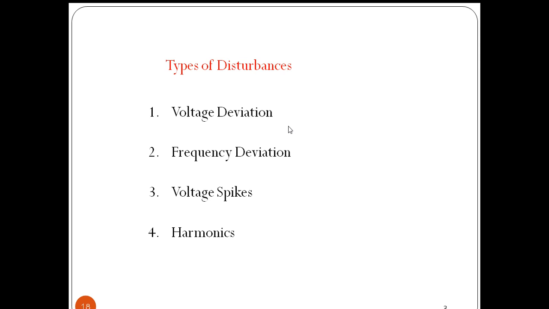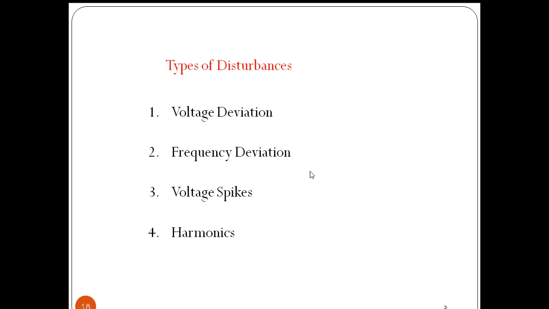Similarly, the second type of disturbance is frequency deviation. So the deviation in frequency from the rated value. Actually, in India, we are following the frequency of 50 hertz. Suppose you are getting a frequency which is lower or higher, so that is the deviation. We are allowing a deviation of frequency of 0.5 hertz. So the allowable range is 49.5 hertz to 50.5 hertz.